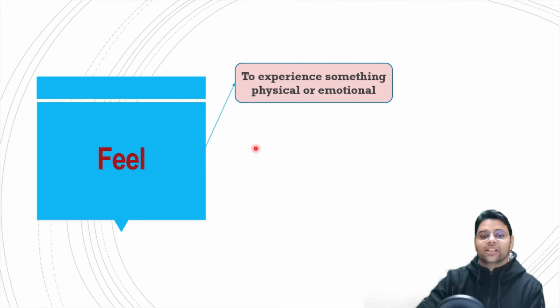The meaning of feel is to experience something physical or emotional. Emotional, like I'm feeling pain, I'm feeling good, I'm feeling fine, I'm feeling happy, she's not feeling well. Physical means when we touch something and feel that, like the doctor is feeling the pulse of the patient. You can note down these sentences. The doctor is feeling the pulse of the patient. So the doctor is experiencing something physical.